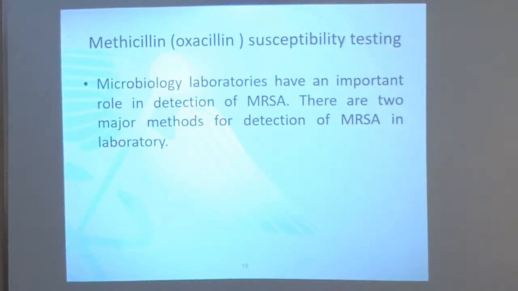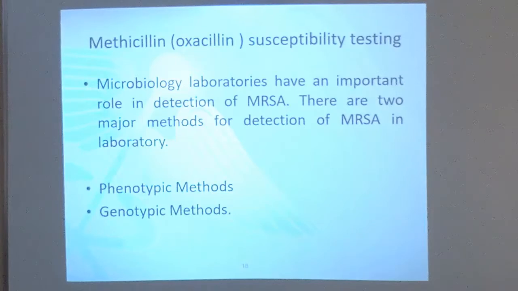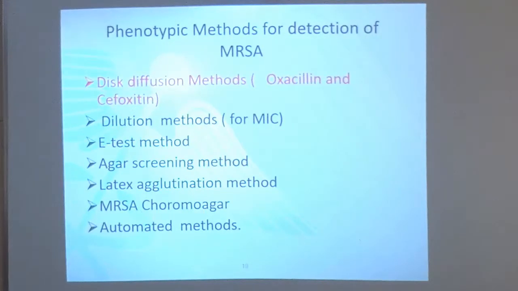There are two major methods for detection of MRSA in the laboratory: phenotypic methods and genotypic methods. In the phenotypic methods, the disc diffusion method, where we use oxacillin or cephalosporin for the testing, is very popular, very common. Apart from this, we also use the dilution method for MIC, minimum inhibitory concentration, or E-test method, agar screening method, latex agglutination method, MRSA chromoagar, then automated methods.